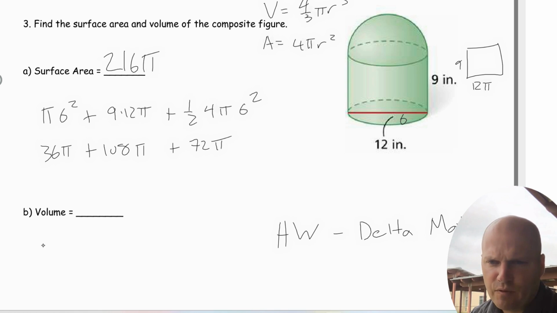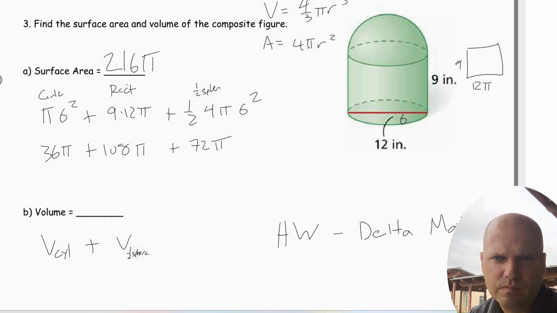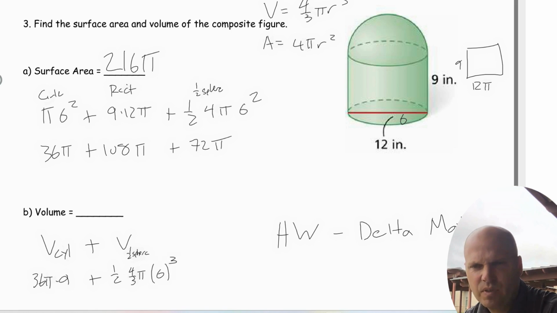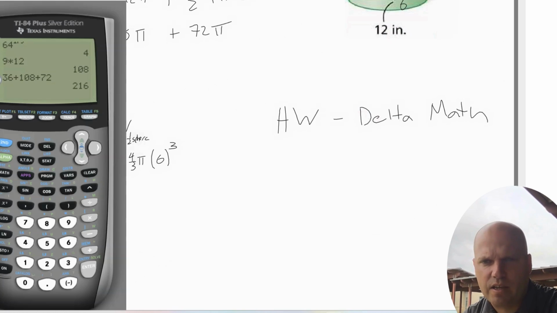Okay, volume. I need the volume of the cylinder plus the volume of the half sphere. Notice this is just the circle on the bottom. This is the rectangle in the middle, and this is the half sphere. The cylinder is pi r squared times 9. The half sphere is a half of a 4/3 pi r cubed. Fine. Let's do those calculations in our calculator.